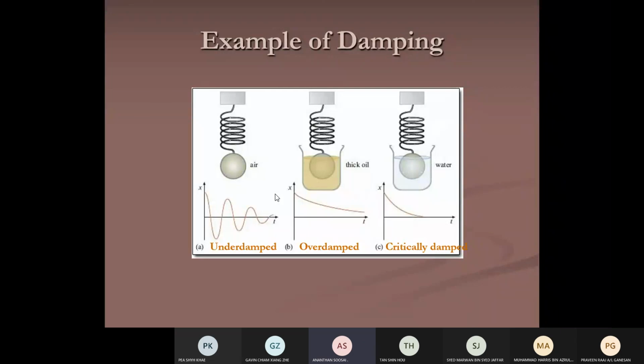Okay. So you want to do this in the lab. In the air, it's a light damping for the pendulum. In the thick oil, it experiences heavy damping. In the water, it experiences critical damping.